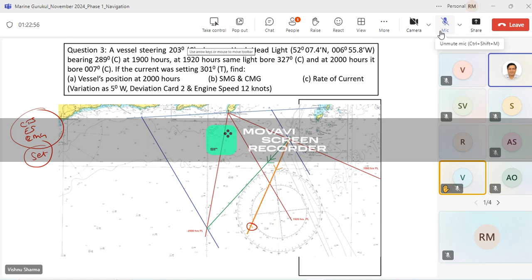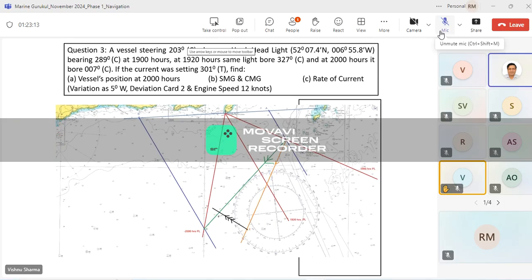Tell me, should the set be drawn through C or E? These are the only 2 points with me. E, sir, allowing for current, right? So now if I draw the set through E, it completes my triangle for 1 hour, right? Where it cuts the CMG line. Am I right, guys? Yes or no? Yes, sir. CEF becomes my 1 hour vector triangle. Yes or no?